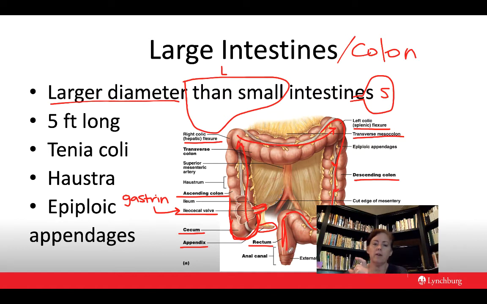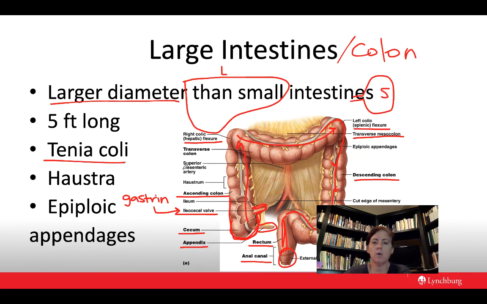And then at the very end of the large intestines, we have the anal canal, which is going to be right here at the bottom. And that's going to open up to the external world, because that's the other end of our GI tract. So just some anatomy, and we're going to review that in lab too. I do want to point out a couple other things.